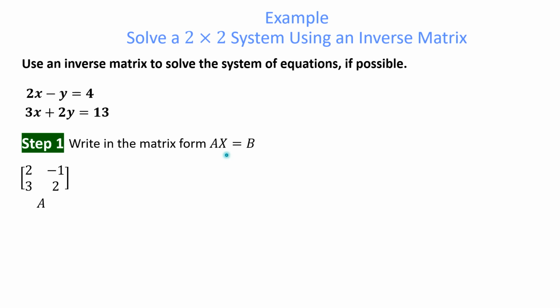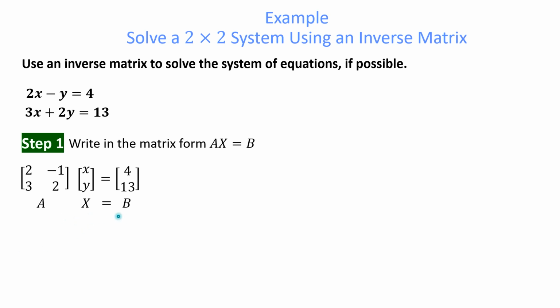X is our matrix of variables, so what are the variables? Well, there's simply x and y, so I can write that down over here. And then B, so this is equal to B. B is the matrix of constants, so what are they? Well, we have the constants on the right hand side, 4 and 13, so I can write that down over here. And now we have it in the form AX equals B.